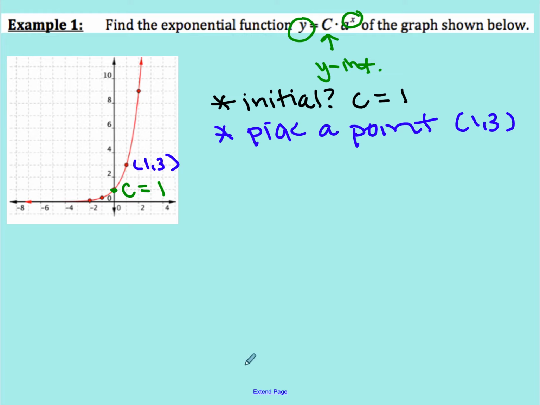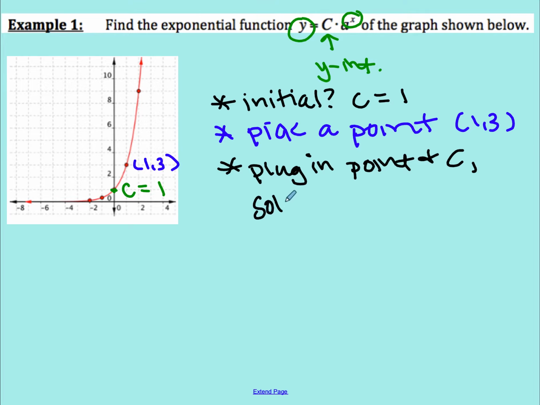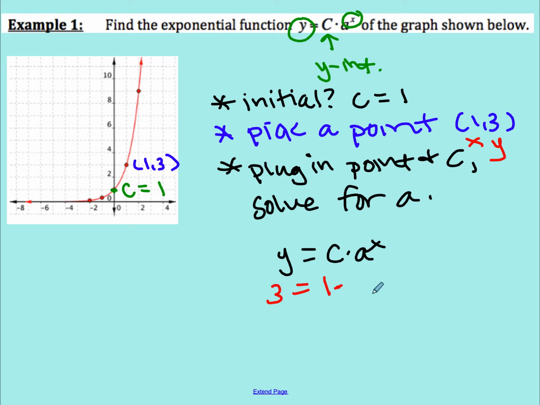And then I plug it in. Plug in my point and c. Plug in your point and c value, and then you solve for a. So let's do that. So I have y equals c times a to the x. So my y value, this is x and this is y. Y is 3. My c value is 1 times a. A, I don't know. And then x is 1.